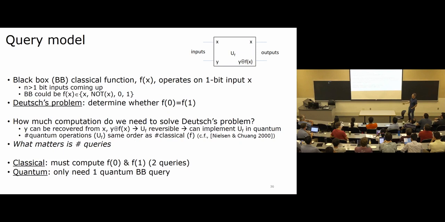And here's Deutsch's problem. Again, this is from 1985. He wants us to determine whether f of 0 and f of 1 are identical. So we have a black box. Does it return the same thing for 0 and 1? Now, why are we interested in the query model? What is a query? A query is a usage of our black box.